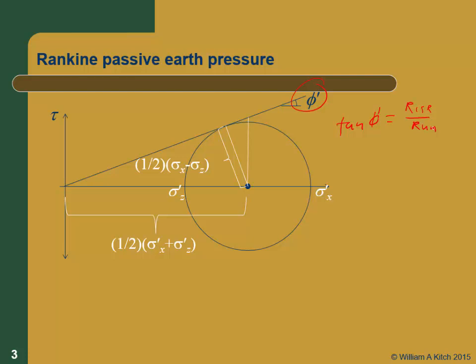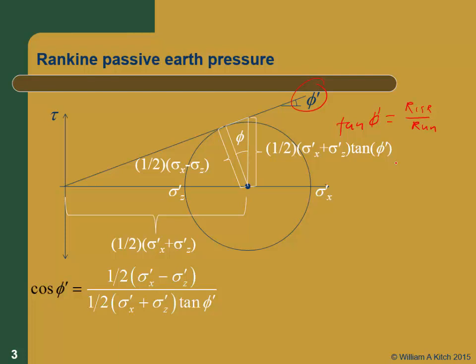We need one more thing. We need this distance from the circle origin up to the failure surface. And if you remember that tan phi is rise over run, because it's the slope of the line. So this is the rise and this is the run. So this height is 1/2 sigma x prime plus sigma z prime times tan phi. Right, everybody with me? That's the hardest thing you got to do, because the rest of it's just geometry.